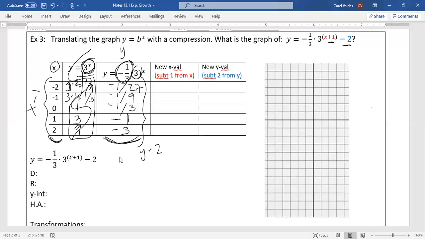As we fill in the new table, we're basically taking all the values of x and taking away 1. That's going to give us negative 3, negative 2, negative 1. You can see the pattern. Then it will be 0 and then 1. Because your x values are increasing by 1, you have a pattern in the new x values when you subtract 1. For your new y values, you're taking all of the values here and subtracting 2. So it's going to be negative 1 over 27 minus 2.